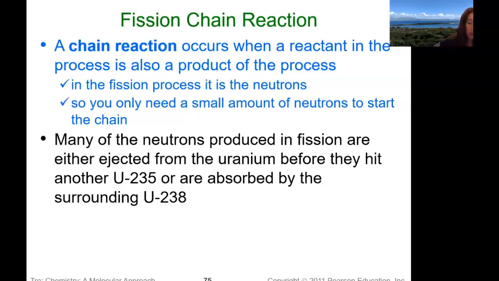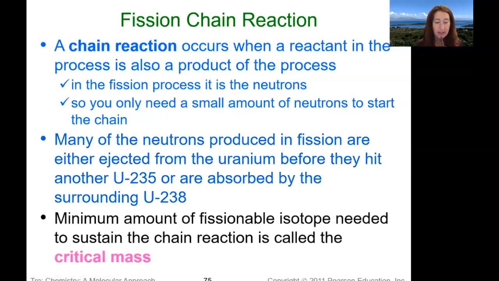Many of the neutrons produced in fission are either ejected from the uranium before they hit another uranium-235, or they're absorbed by other 238. We're going to talk about where they go. The minimum amount of fissionable isotopes needed to sustain a chain reaction is called the critical mass.